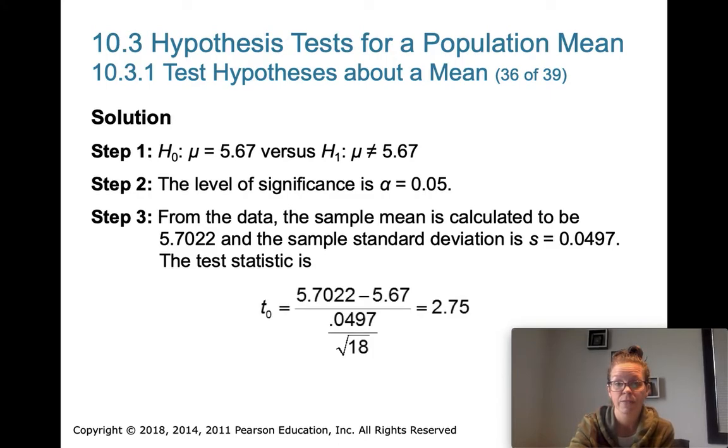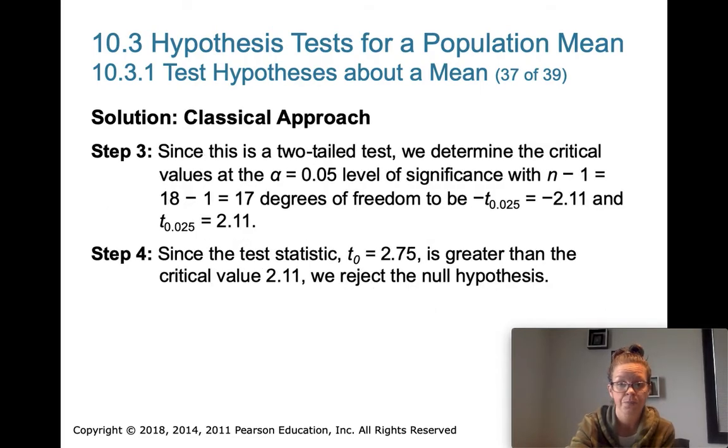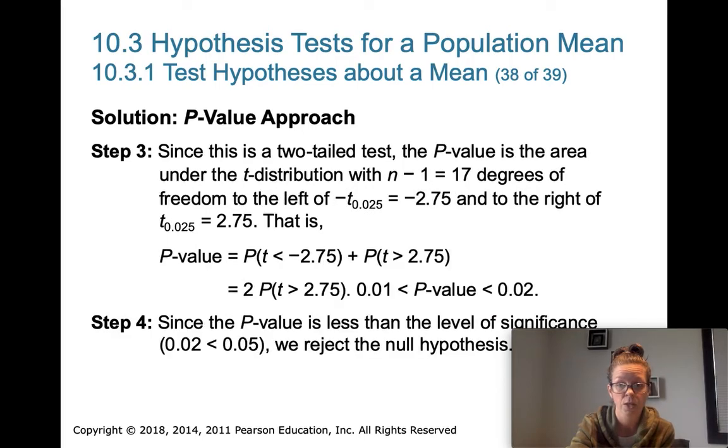We are looking at a different hypothesis, so not equals, and the significance level. Use StatCrunch to find your t, and then with the p-value, we find the area, and it said that p-value was 0.02, which is smaller than the 0.05, so we reject the null.